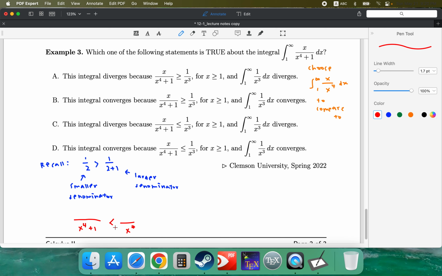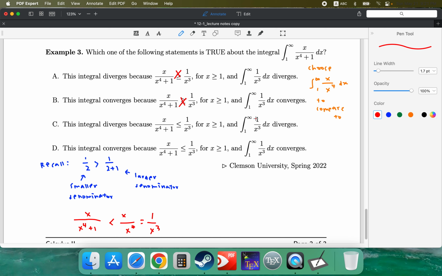Does that make sense? Because you have the same numerator, we don't have any problems here. After simplification, this is 1 over x cubed, so you need a greater than. So it's C or D.